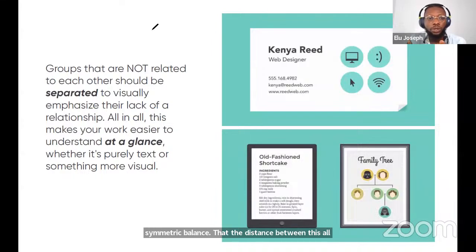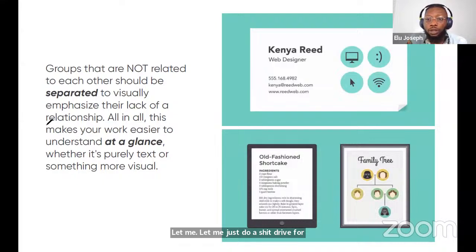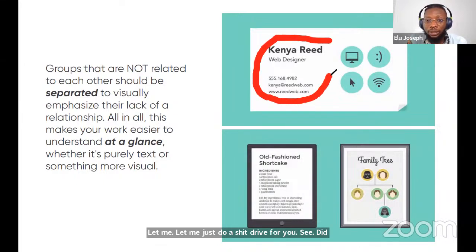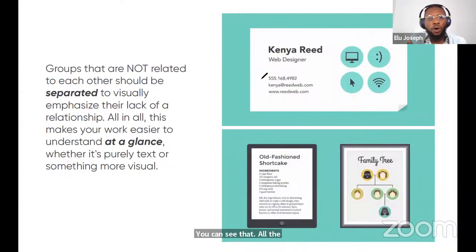Let me just do a short drawing for you. See the distance between this and this right here. The space is in between. That distance is proximity. Now, groups that are not related to each other should be separated. You can see that all the texts are on one side, all the icons are on another side. That's because they are grouped as all text and they are grouped as all icons, right?